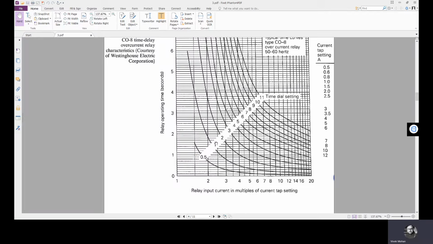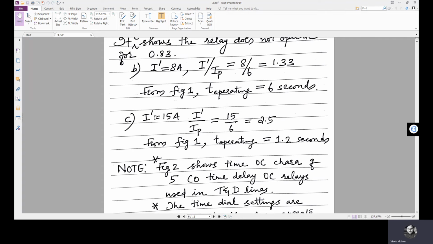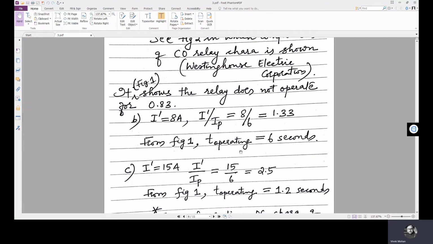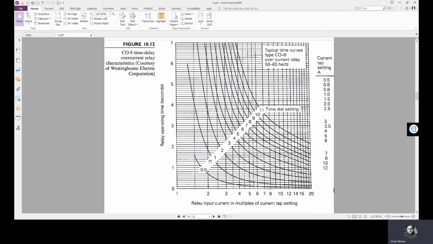The characteristic corresponds to time dial setting 1. So 6 seconds is the time here. The operating time is 6 seconds. Now in the third case, I dash equals 15 amps. It is again represented as a multiple of IP. I dash by IP is equal to 15 by 6, IP is 6, it is given in the question, which is equal to 2.5. So corresponding to 2.5 on the characteristic for time dial setting 1, we have to see somewhere here.